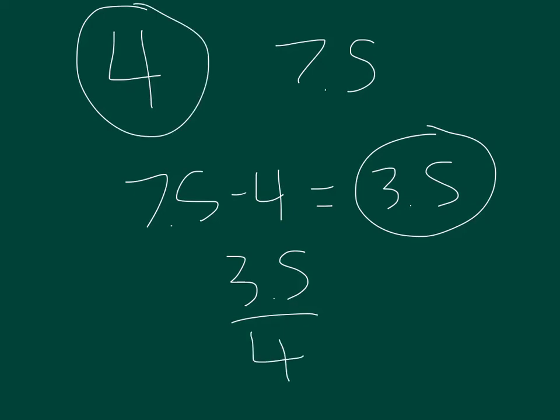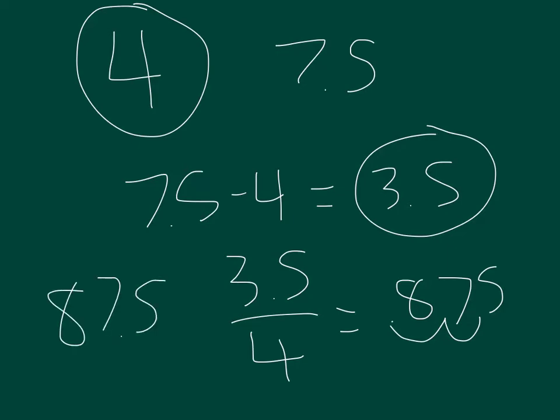So 3.5 over 4. Now I convert that to a decimal and I get 0.875. I move the decimal place twice and I have 87.5% increase. So my final answer for changing from 4 to 7.5 is 87.5%. So now we're going to do another one, and I want you to pause as we go along and make sure that you're doing it as well.